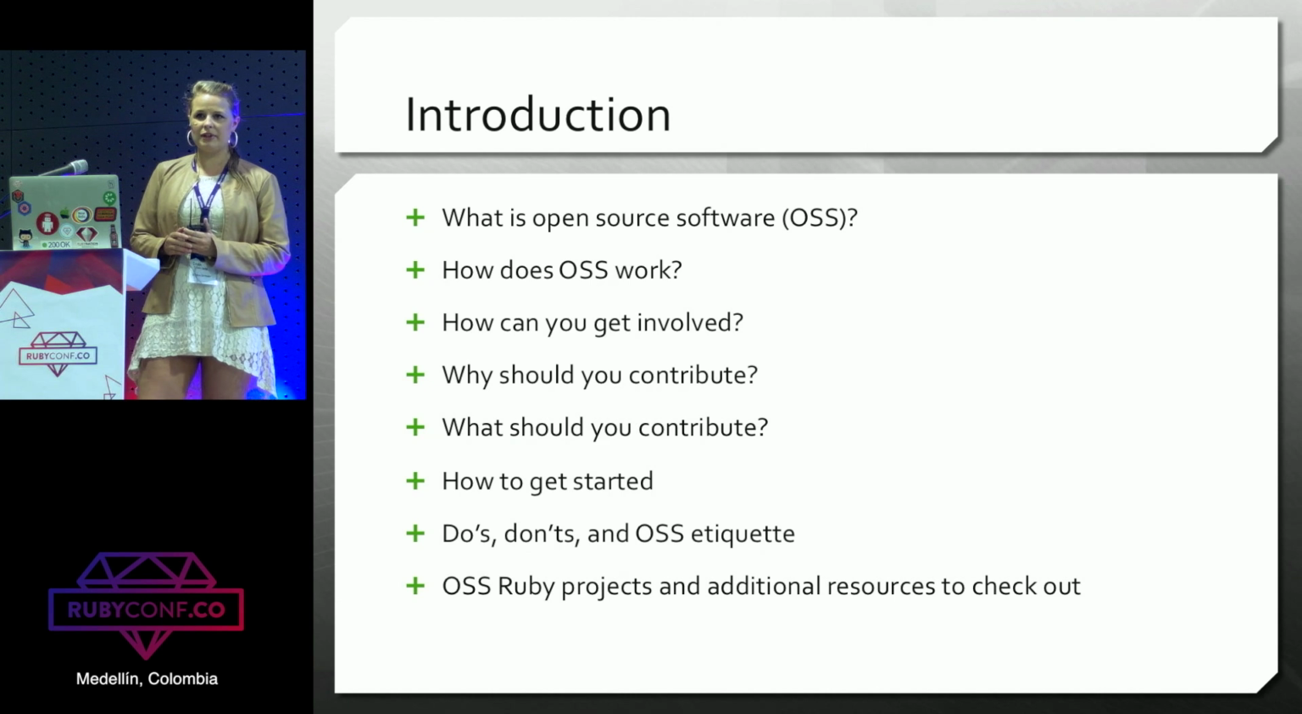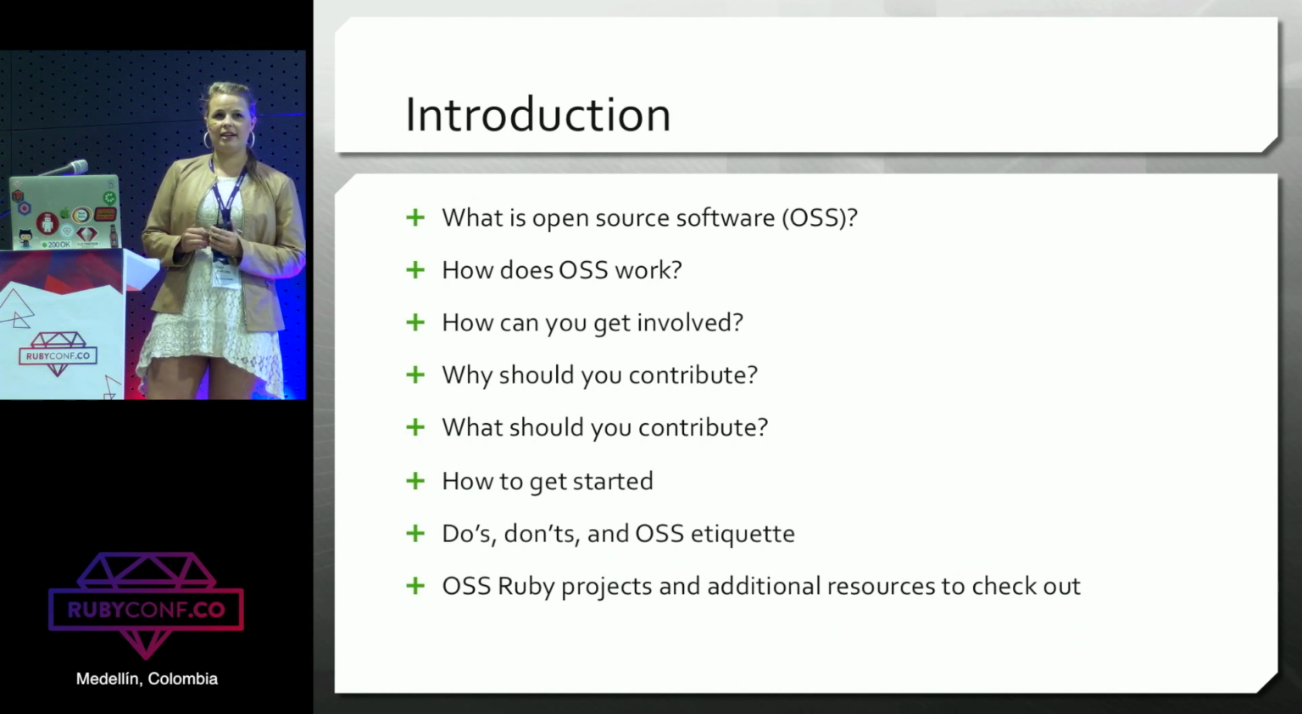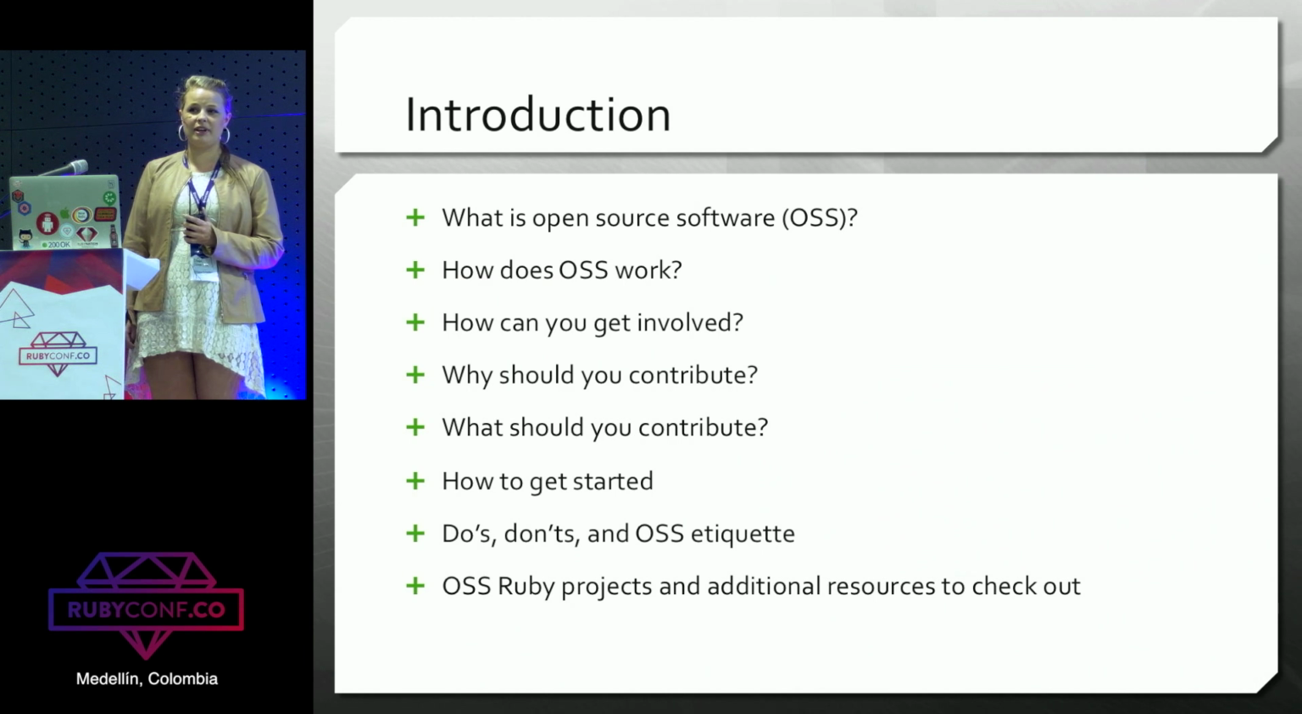So there are a number of things I want to go over here. I want to talk about, first of all, what open source software actually is, how it works, and then go into a little more detail about how you can get involved, what kinds of contributions you can make, how to get started, as well as some points on etiquette. Finally, I have a list of resources and open source projects in Ruby that you can contribute to. When I was preparing this talk, I actually tweeted at some people to find recommendations of open source projects that would be friendly for beginning contributors, as well as underrepresented contributors such as women, people of color, LGBT folks, etc.